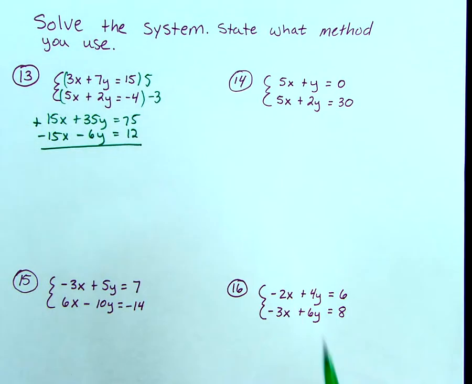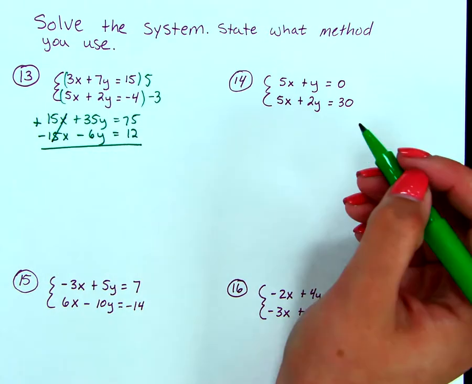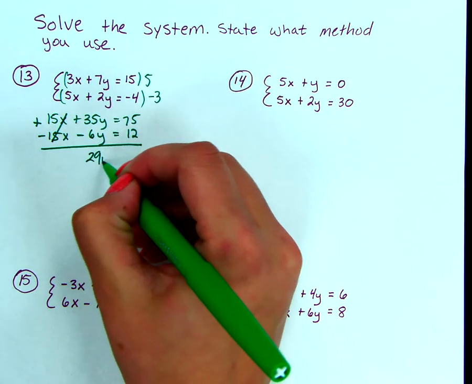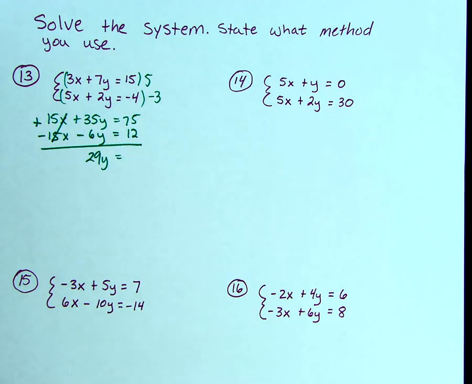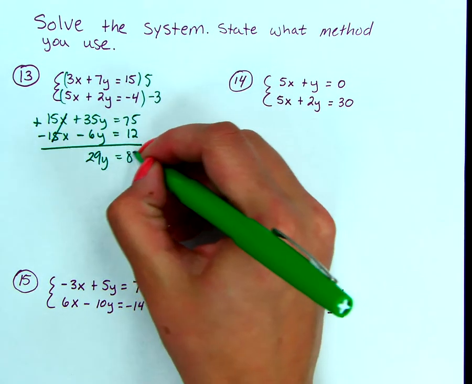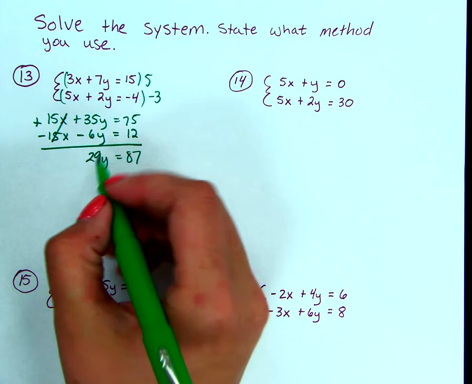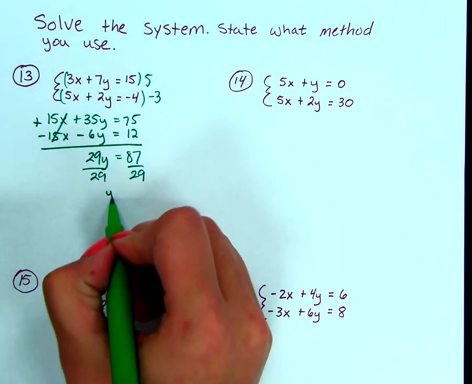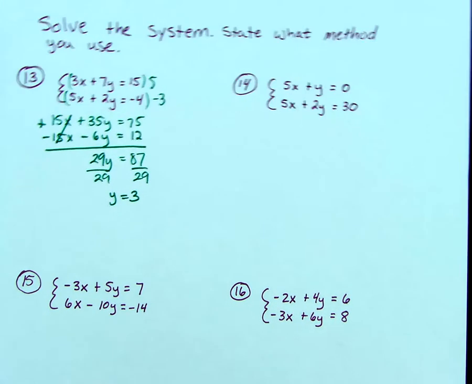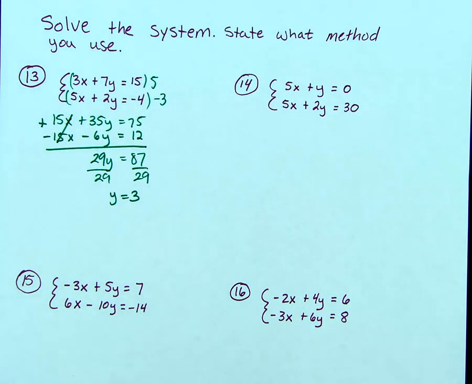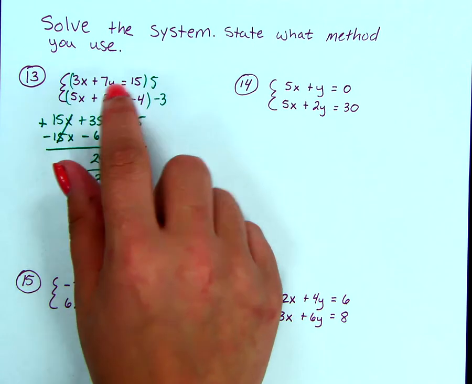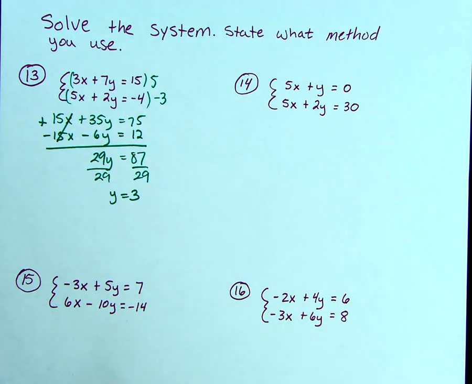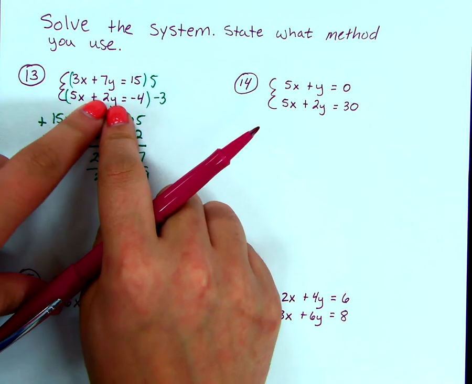And then we're going to add those together. So x's cancel. If we take 35 minus 6, that will be 29y. And then 75 plus 12 will be 87. And then we are dividing both sides by 29. So when we do that, that will give us y equals 3. So now we just plug our 3 in to either the top one or the bottom one, and then we're going to solve that. So I think I'm going to choose the second one because I'll get a smaller number when I multiply.